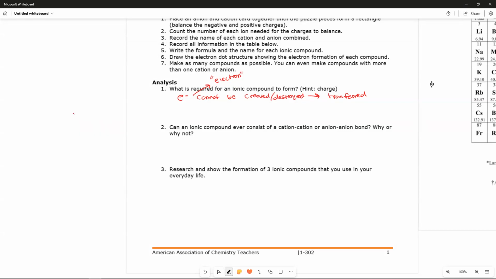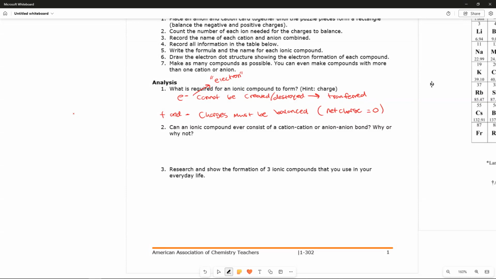With that knowledge, we also need to know that the plus and minus, so the positive and negative, charges must be balanced. So this means that the net charge, I'll actually say net charge, equals 0. So based on this information, what is required for an ionic compound to form? Well, we have to have a net charge of 0.